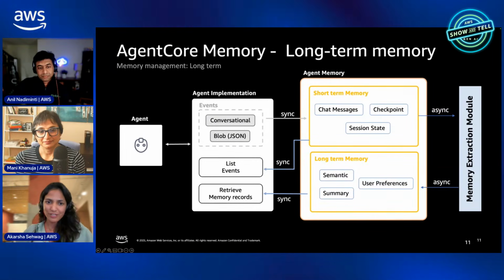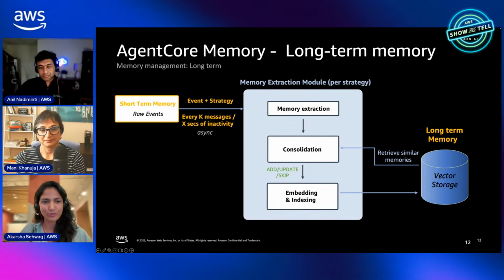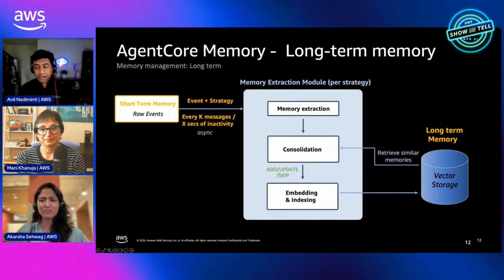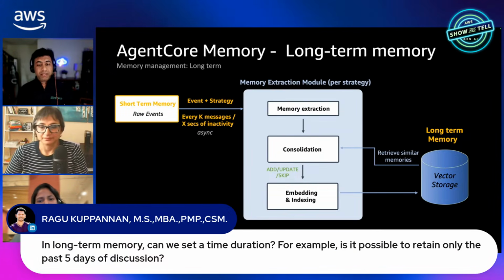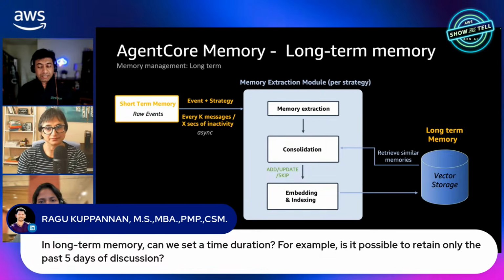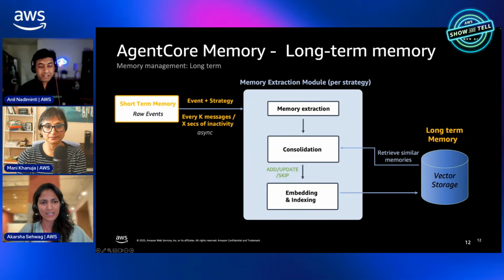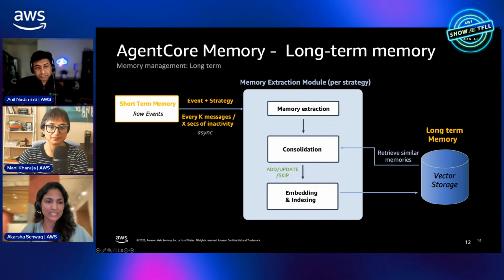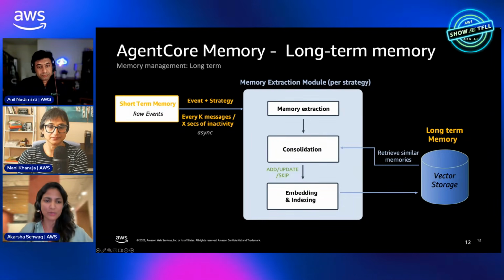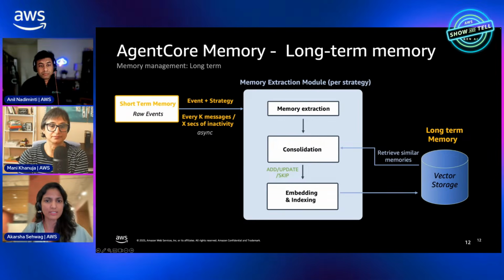So we have kept this memory extraction module a bit hidden. So let's go into this a bit. As you do this, Kasha, there's one question that's coming in from Raghu again, asking if we can set a time duration. Is it possible to retain only the past 5 days of discussion? We can also cover that. So for short-term events, you can configure a TTL where you can define how long you want. So this can be between 7 days to 365 days. So you can configure anything in between that.